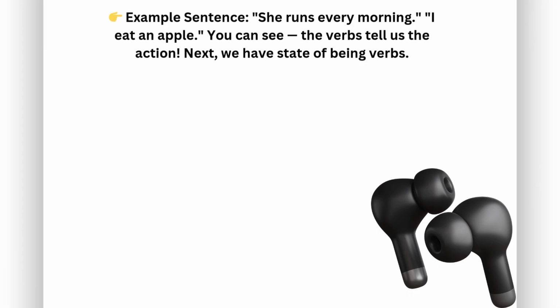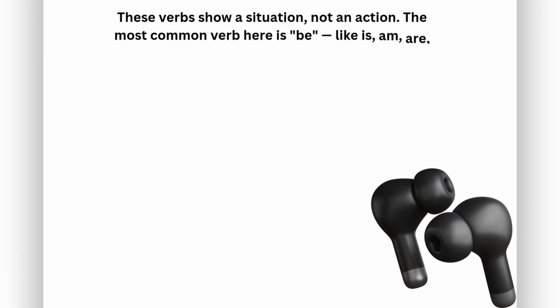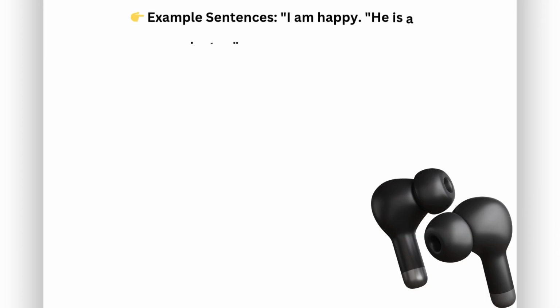Next, we have state of being verbs. These verbs show a situation, not an action. The most common verb here is be, like is, am, are, was, and were. Example sentences: I am happy. He is a doctor. They were tired.